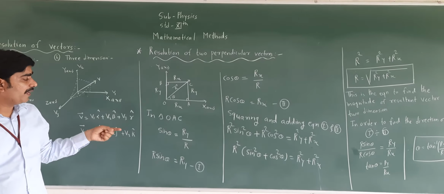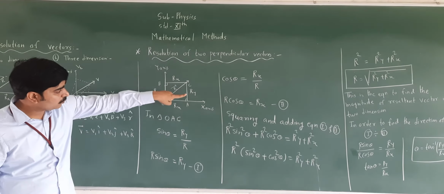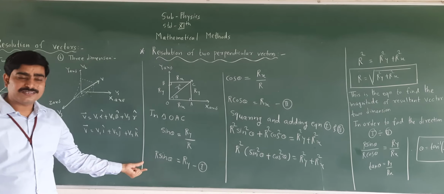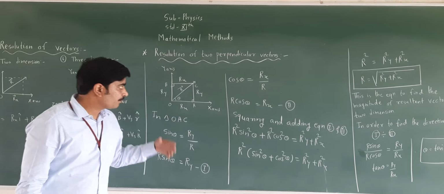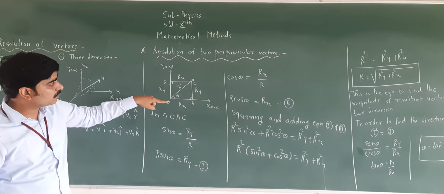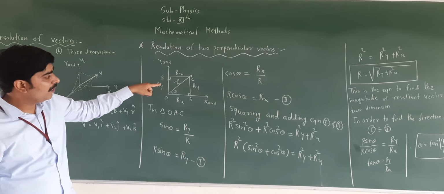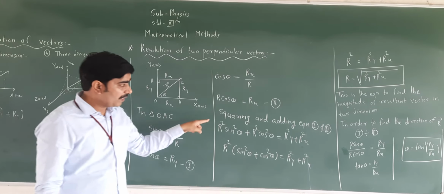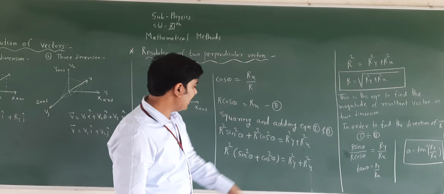In triangle OAC, sin theta is equal to Ry upon R. Therefore, Ry is equal to R sin theta, equation number 1. Then cos theta is equal to Rx upon R. So Rx is equal to R cos theta, equation number 2. Squaring and adding equation 1 and 2.